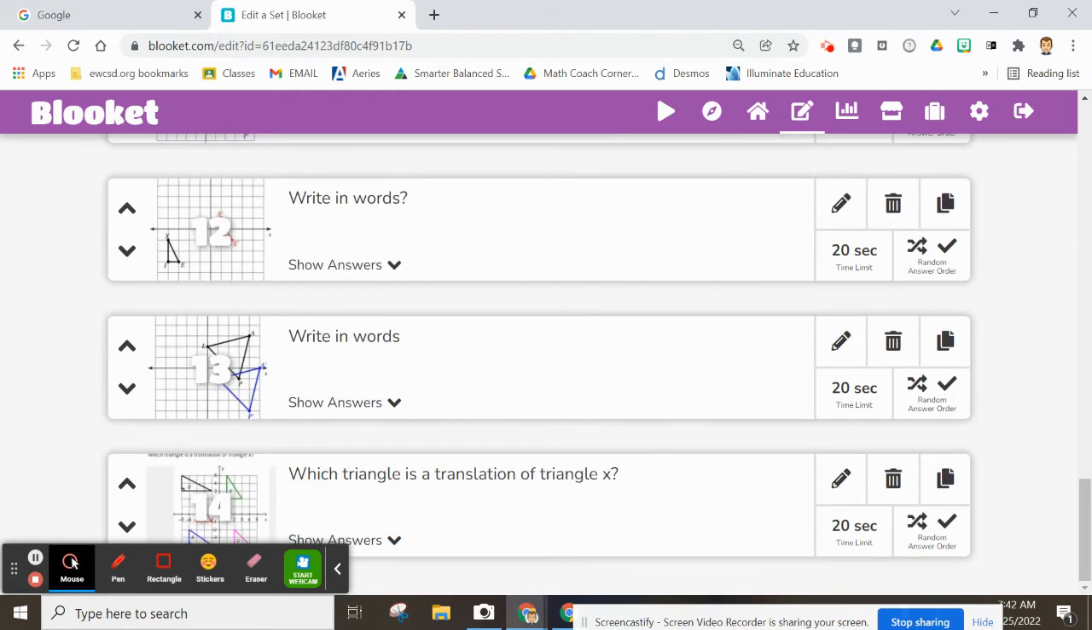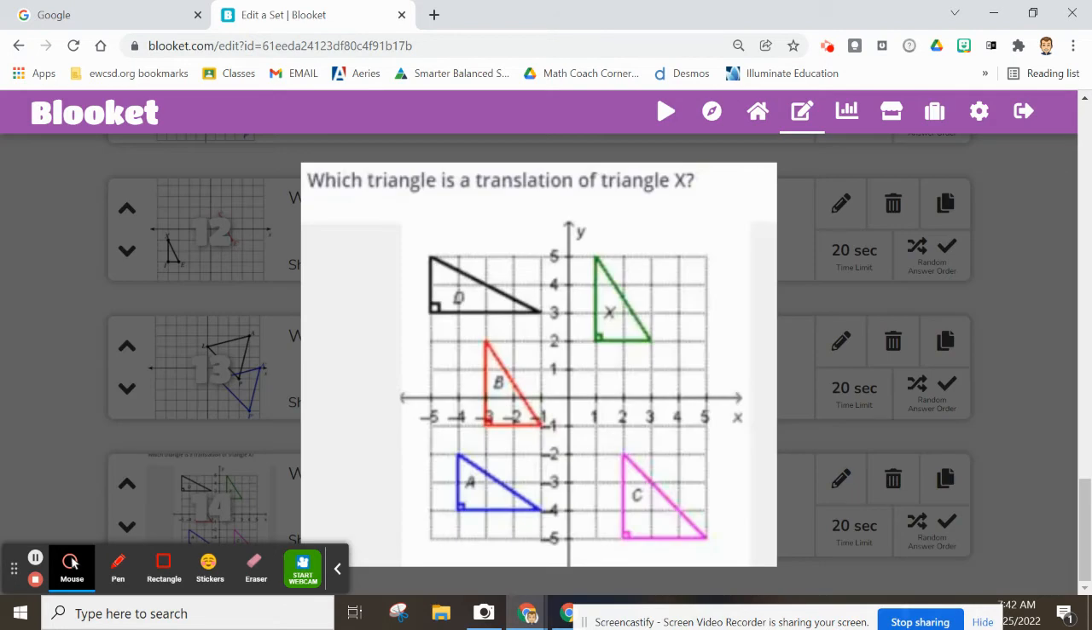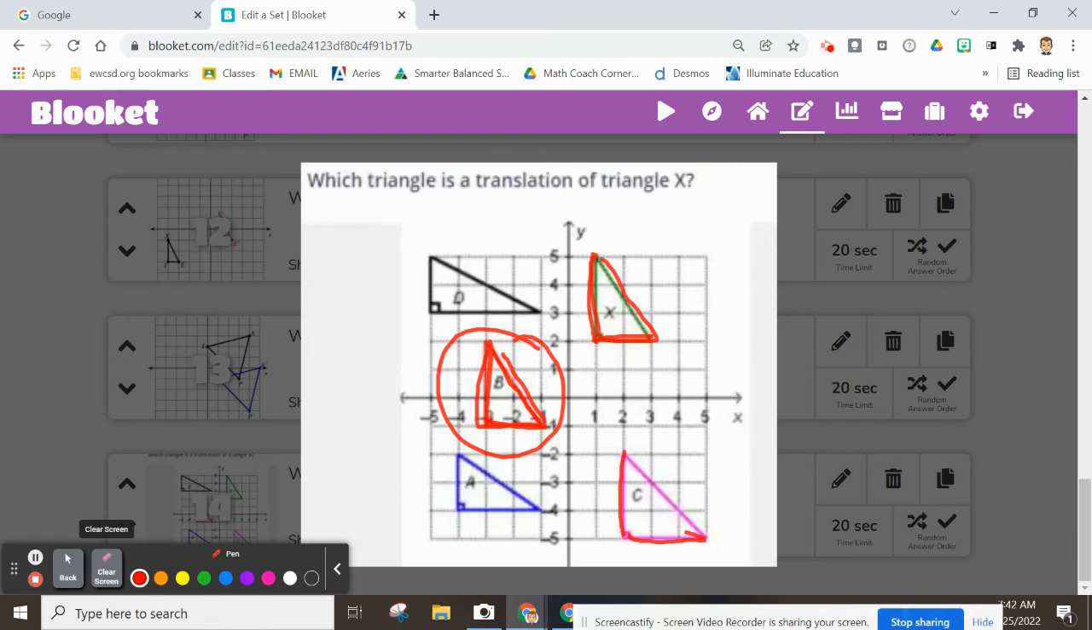And, oh, this is the last one. You see this here? It says, which triangle is a translation of x? Which one looks like x? Well, this one kind of looks like it, but actually, no, because this is 2 and this is 3, but this is 3, this is 3. This is 2, this is 3. And your answer would be B.